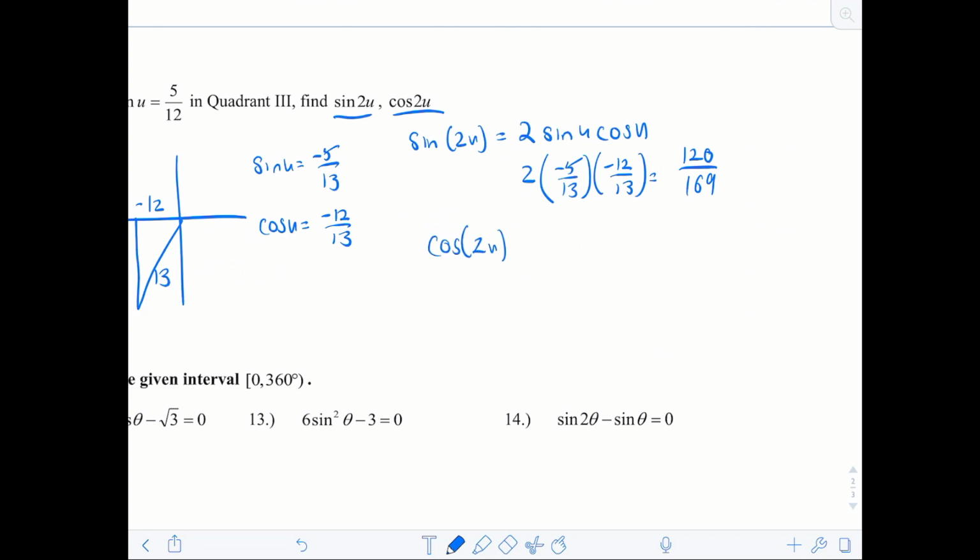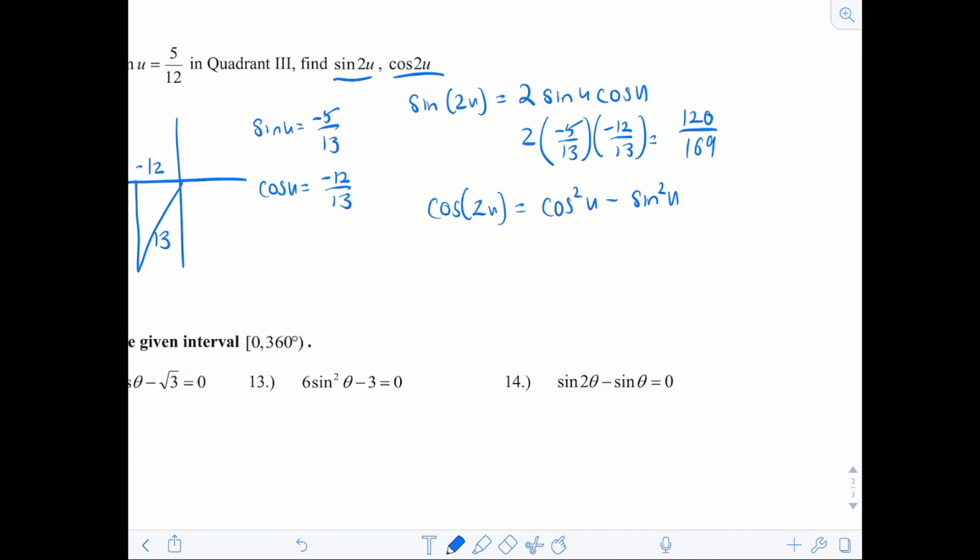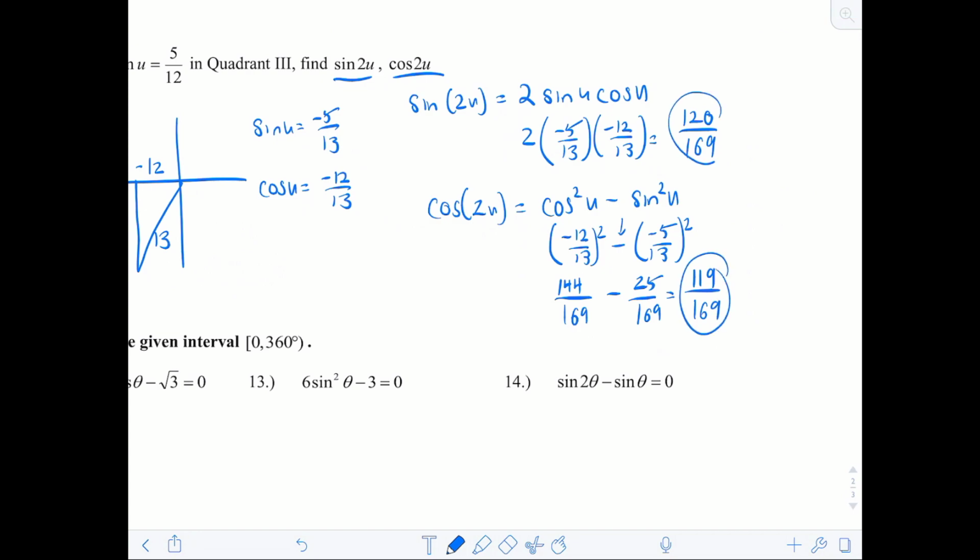Cosine of 2u is going to be cosine squared u minus sine squared u. Now there's multiple versions of this, but I prefer this one for these types of problems. So I'm going to write this as negative 12 over 13 squared minus parentheses negative 5 over 13 squared. Now, if you see that they're both negative, when you square the values, they will become positive, but it does not change the subtraction in between. So this will be 144 over 169 minus 25 over 169. So that's going to end up giving us 119 over 169. And there are my two values.